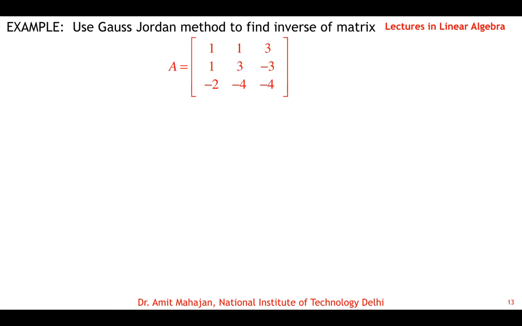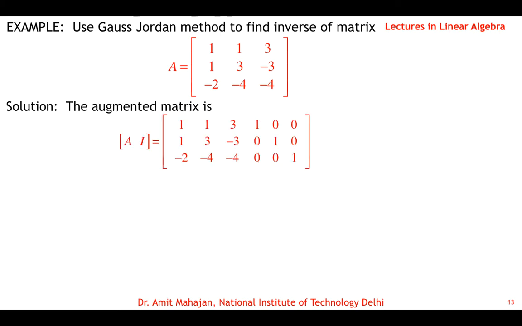So we take one example: use the Gauss Jordan method to find the inverse of matrix A. Given this matrix, the idea is very simple: we write the augmented matrix A and I. A is the 3 by 3 matrix, this, and the same size identity matrix. Writing inside a single bracket, it is easier to apply operations. Whatever operations are applied are applied on the whole matrix, and we are going to use only row operations now. We have to convert this 3 by 3 matrix into the identity matrix.